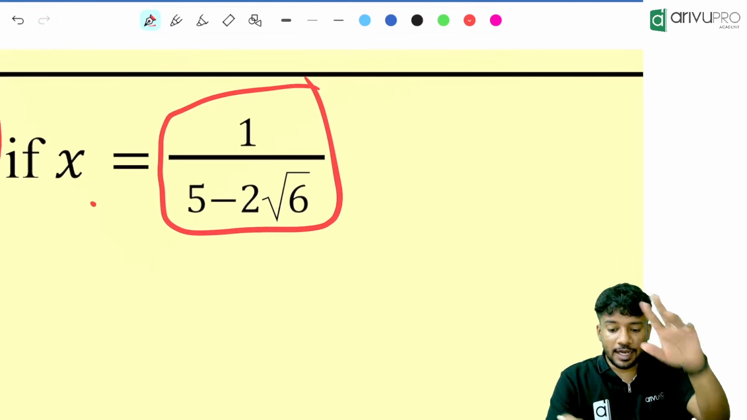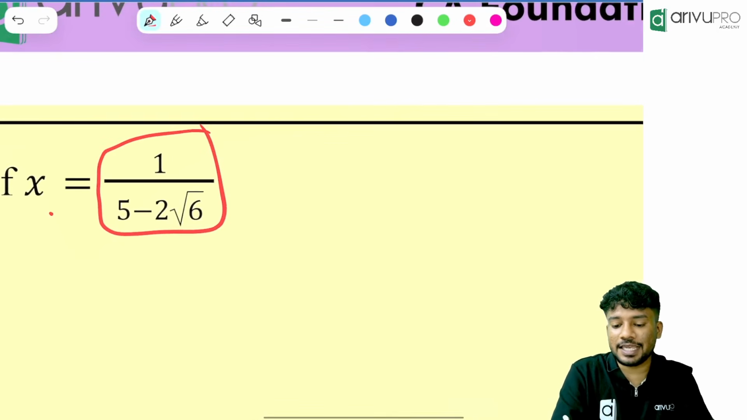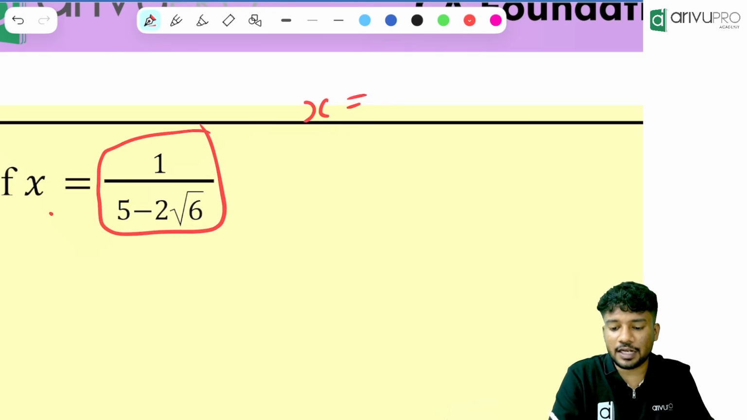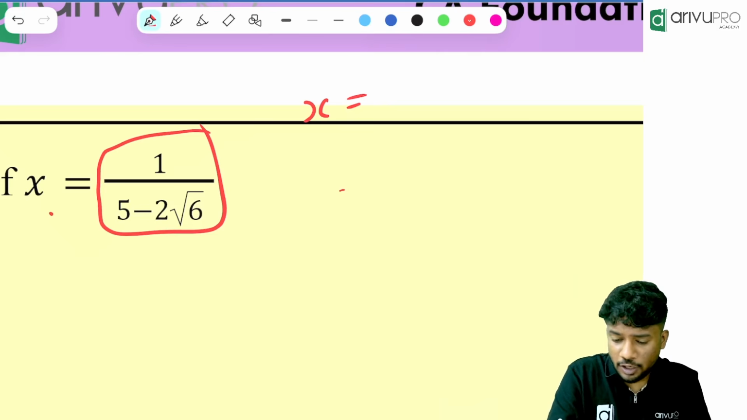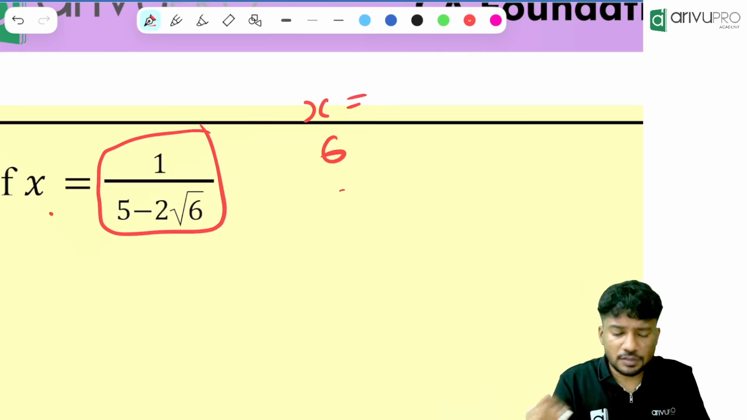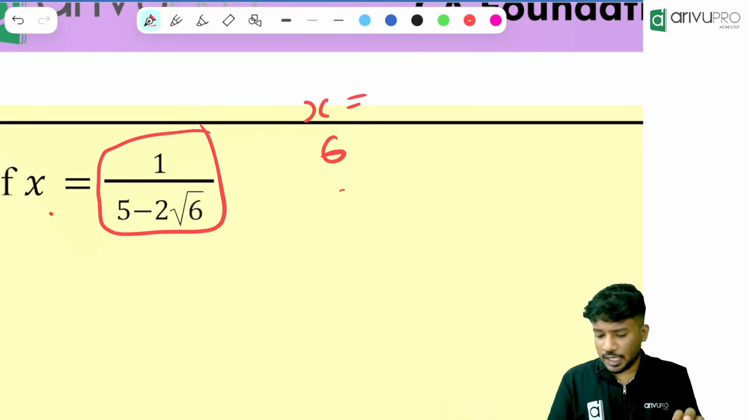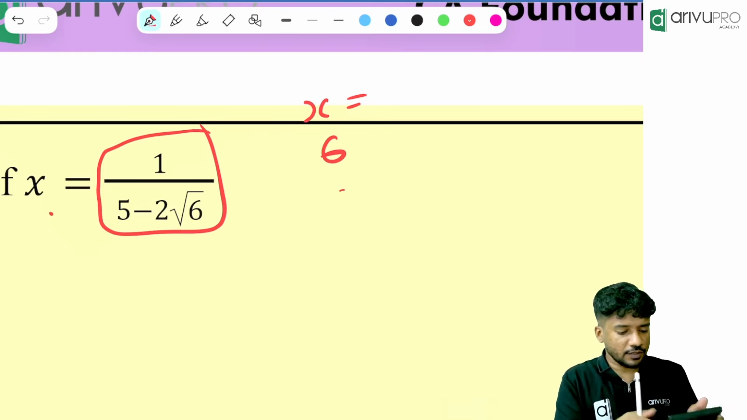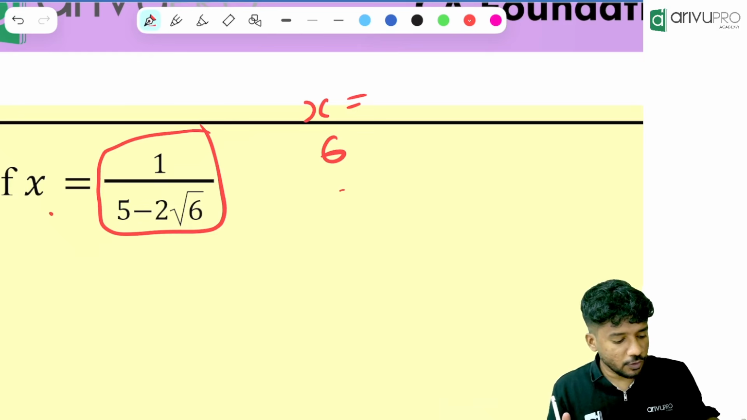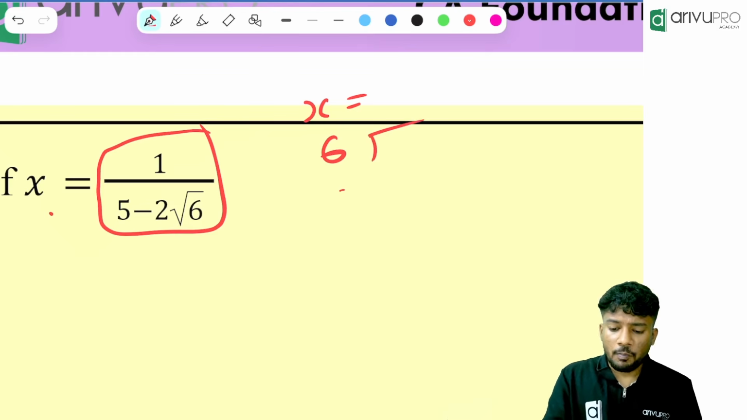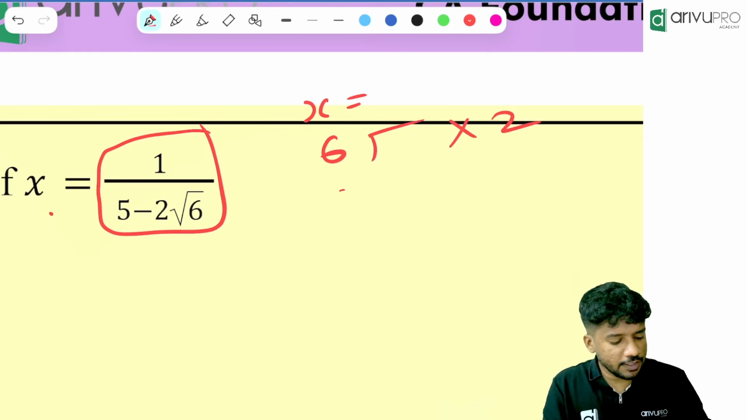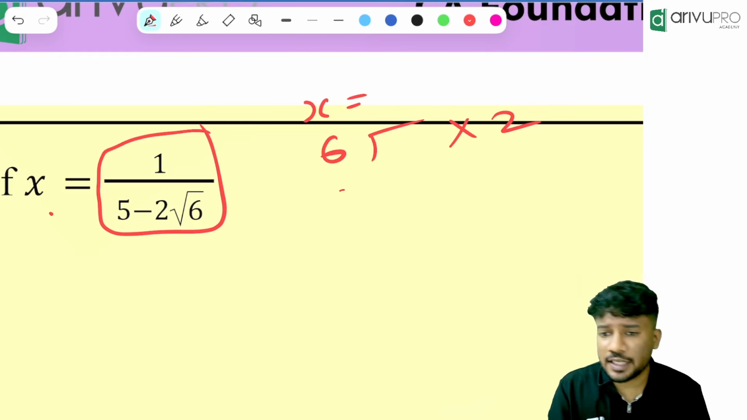Just to solve this in calculator. Can anyone tell me how you are going to find the value of x in calculator? First you will find which value? Root. Correct? Denominator you will find. Type 6. Everyone type 6 on your calculator. I will also type along with you. Everyone clear everything. Clear the memory also. Type 6. Then click root sign. Then multiplied with 2. Then click, you got some 4.89 something.